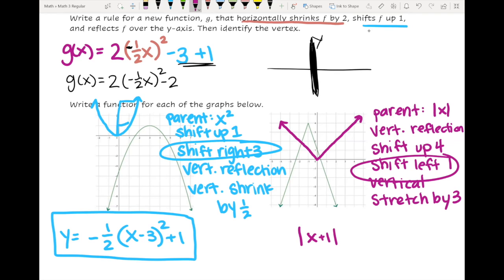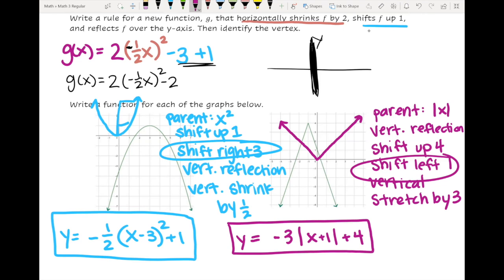A vertical reflection, you got the negative for the reflection. To shift it up 4, we've got to have a +4 outside of the absolute value there. And a vertical stretch by 3 means I need that 3 multiplied by my absolute value. Okay, and again, you can write y equals, f of x equals, g of x equals, but here is our new function with all of those transformations.